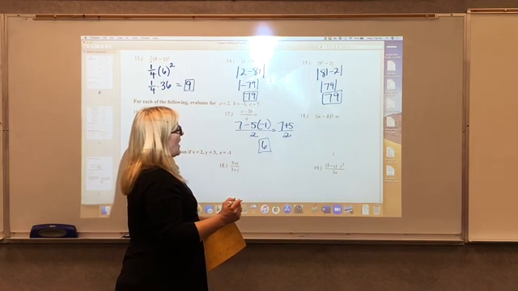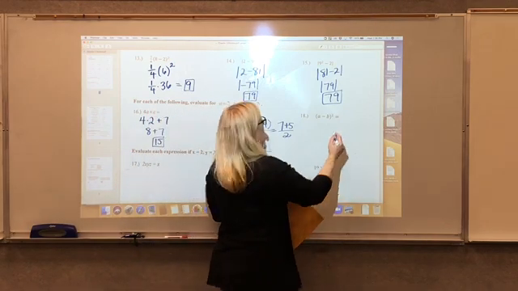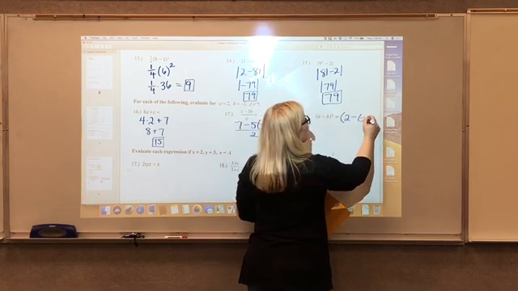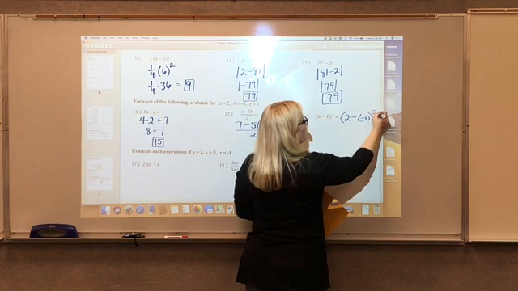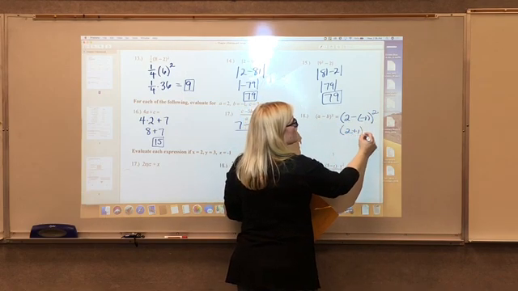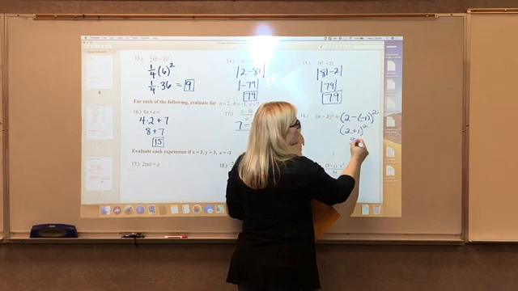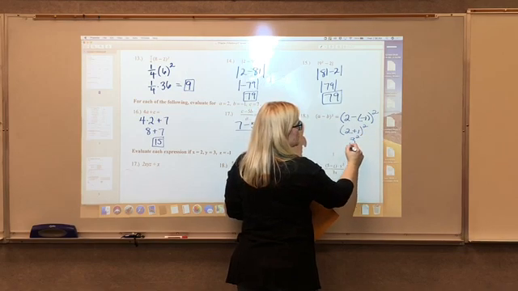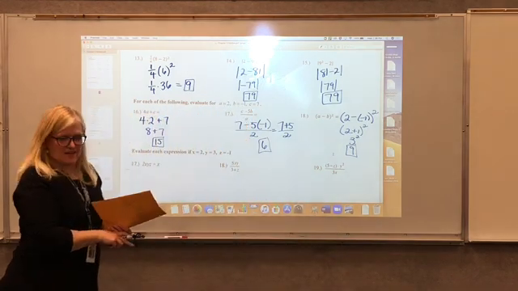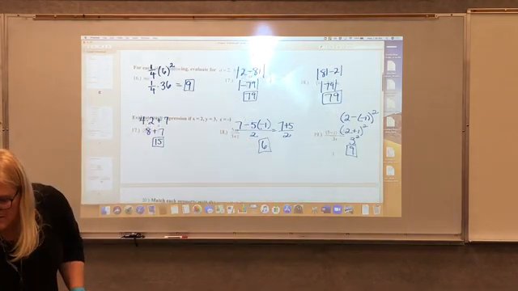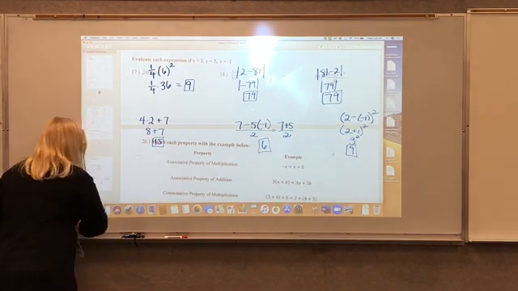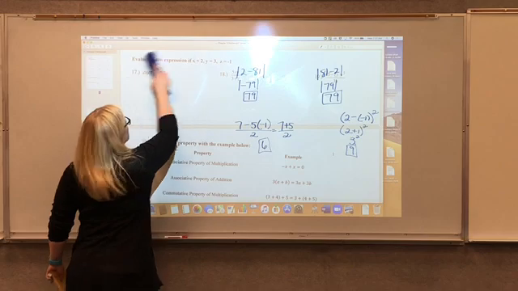Okay, A minus B squared. So A is 2 minus B, which is a negative 1, squared. So this becomes 2 plus 1 squared, which is 3 squared, which is 9. Okay, let me move this up. Okay, just a few more that are just like these last ones.